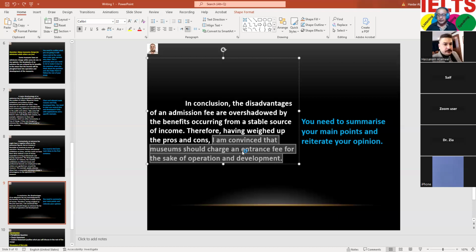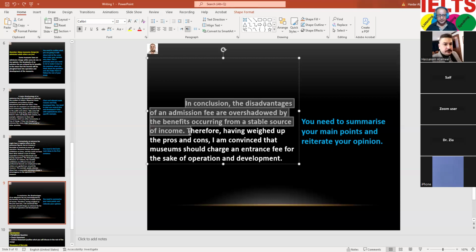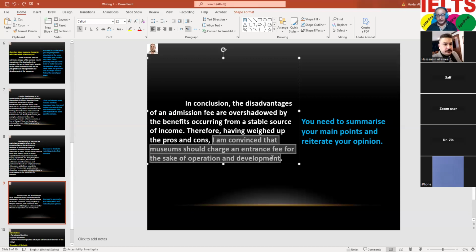museums should charge an entrance fee, because your answer was with charging fees, with charging money. I'm convinced that museums should charge an entrance fee for the sake of, you repeat the same two reasons which you mentioned in the introduction: operation and development. So, this is a must. Paraphrasing your answer is a must. Restating your opinion with the two reasons is a must. This one is optional. Clear, everybody?